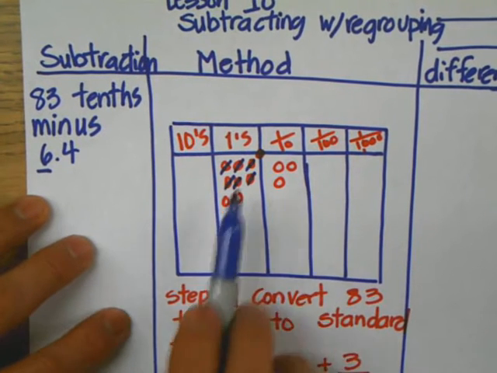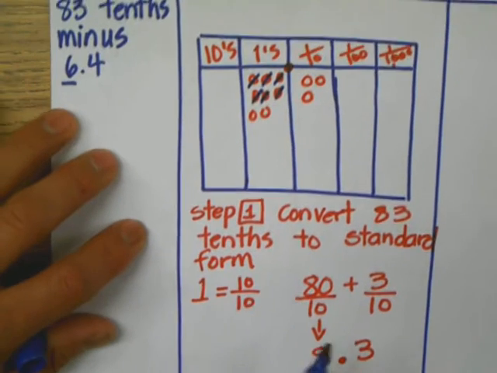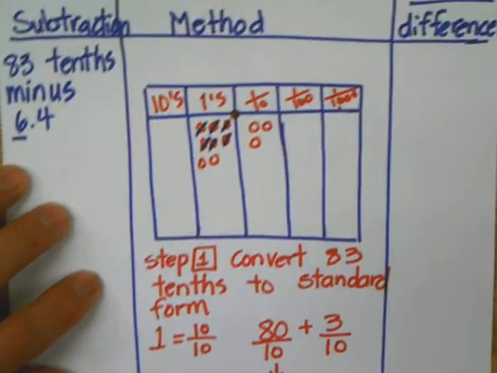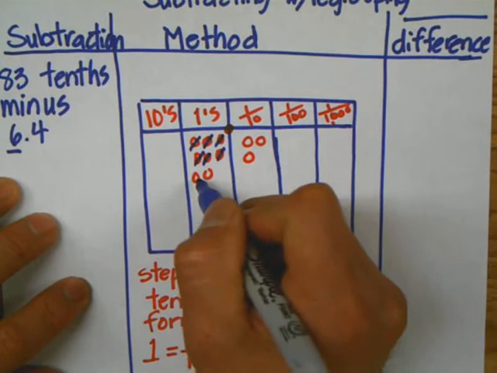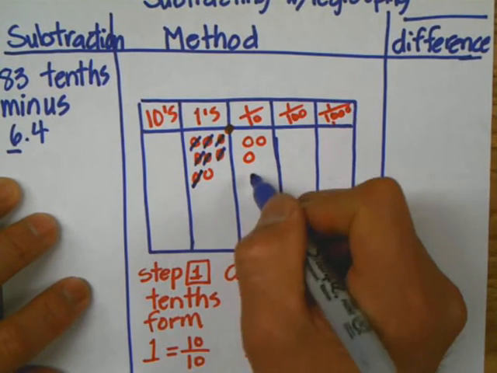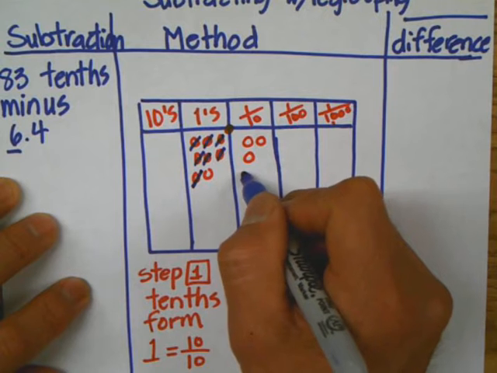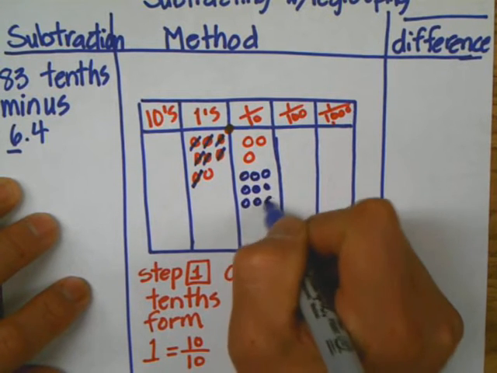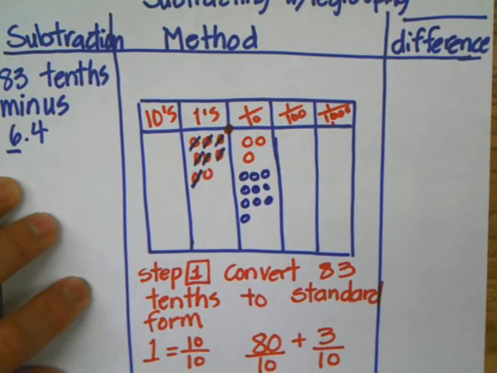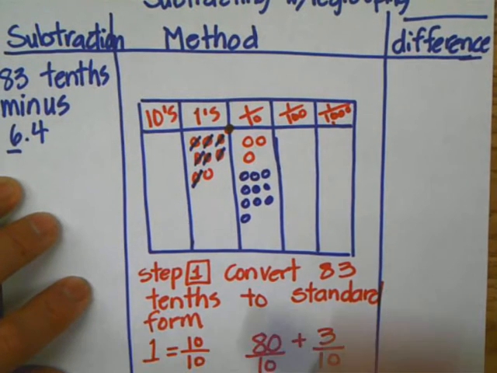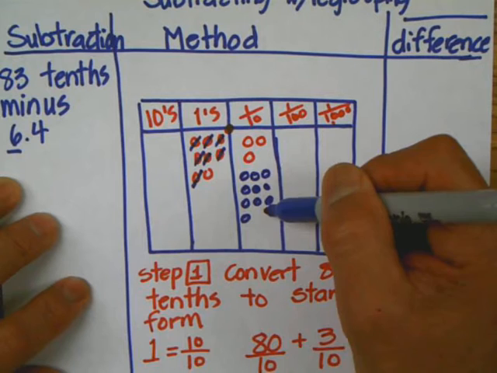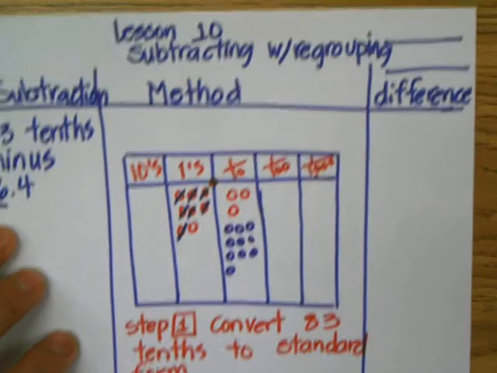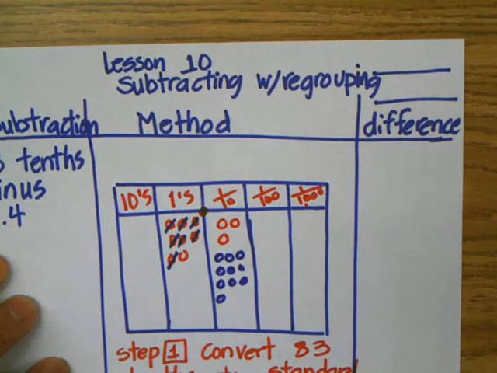Because you know that, just like we did below, 1 whole equals 10 tenths. We can break down one of these wholes and make it into 10 tenths. So we're going to add 10 tenths right here. 1, 2, 3, 4, 5, 6, 7, 8, 9, 10. So now we have 13 tenths. So what just happened right now, we just regrouped. This is why the lesson is called subtracting with regrouping.